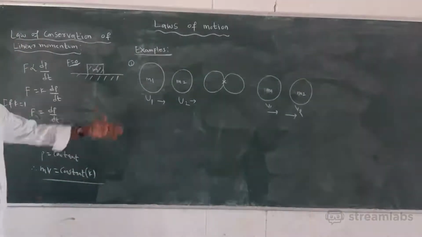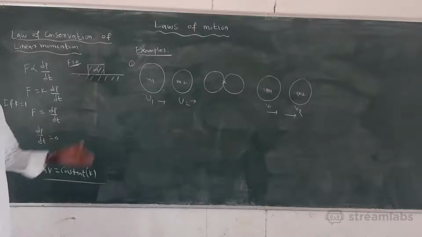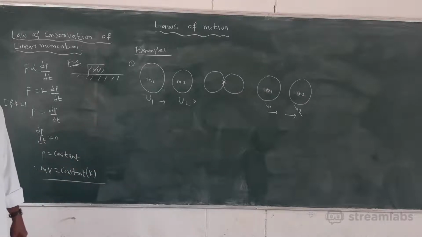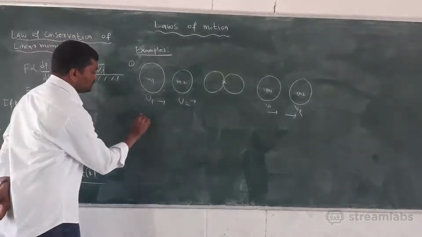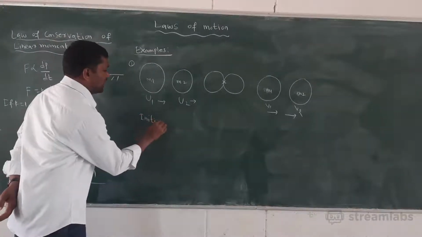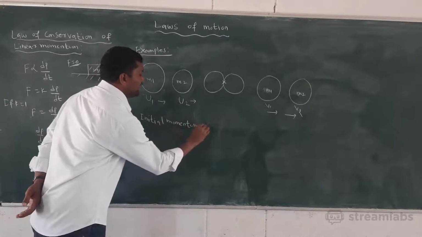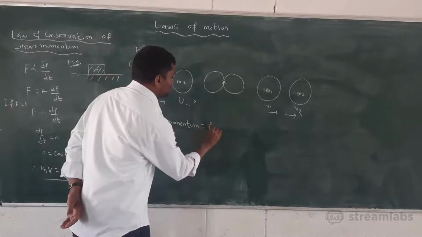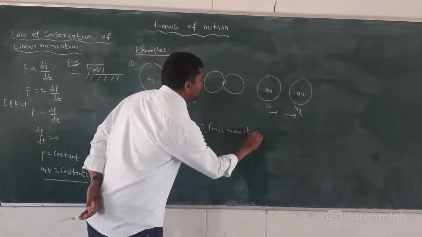So this is the diagram of an elastic collision in one dimension. Now, based on momentum, we can write the initial momentum is equal to the final momentum.